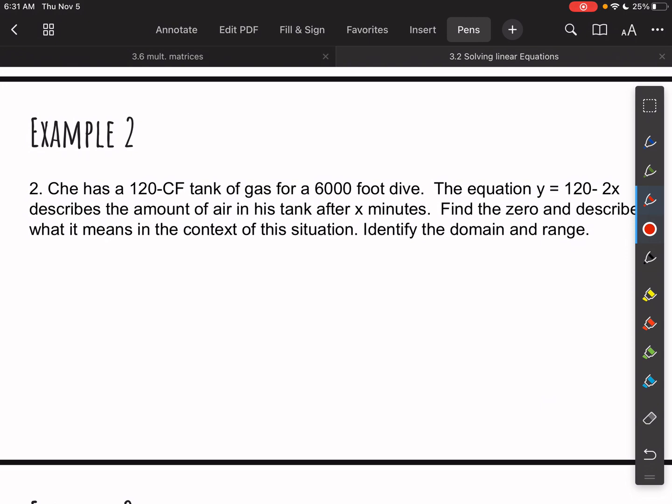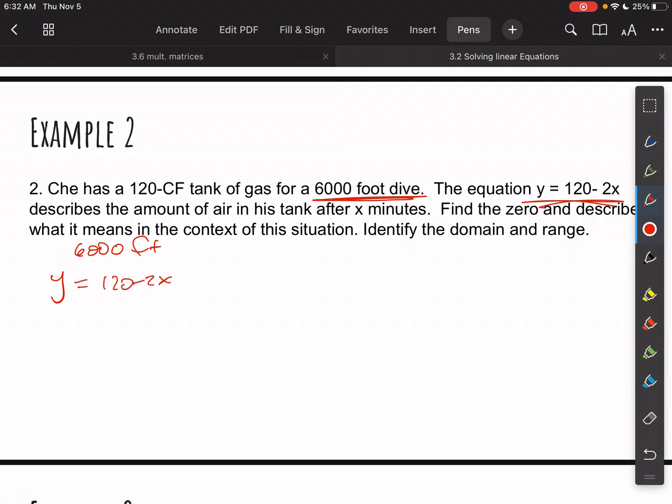Chi, I guess it's Chi, I don't know. Anyway, has a 120 cubic foot tank of gas for a 6,000 foot dive. I like to write this down as I go. I feel like I might need this in the problem, so he's going 6,000 feet. And his equation is y equals 120 minus 2x.